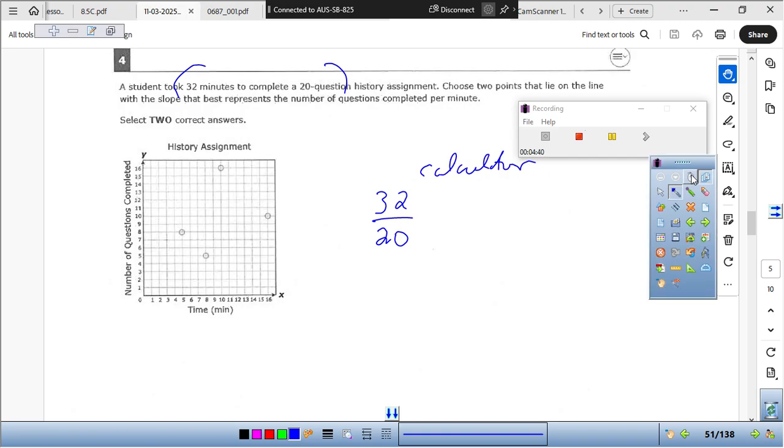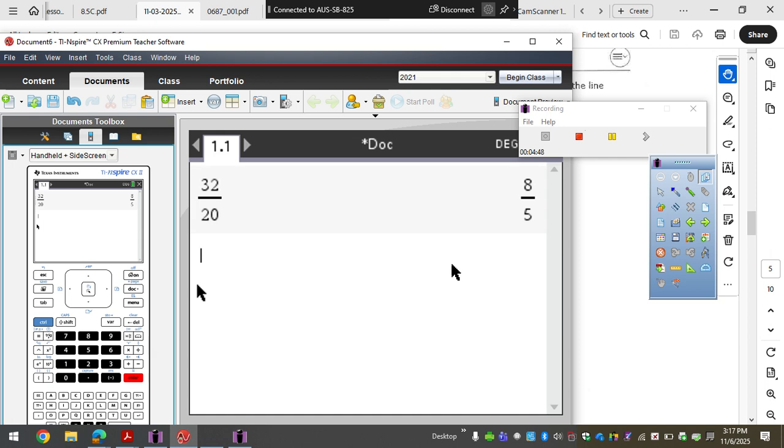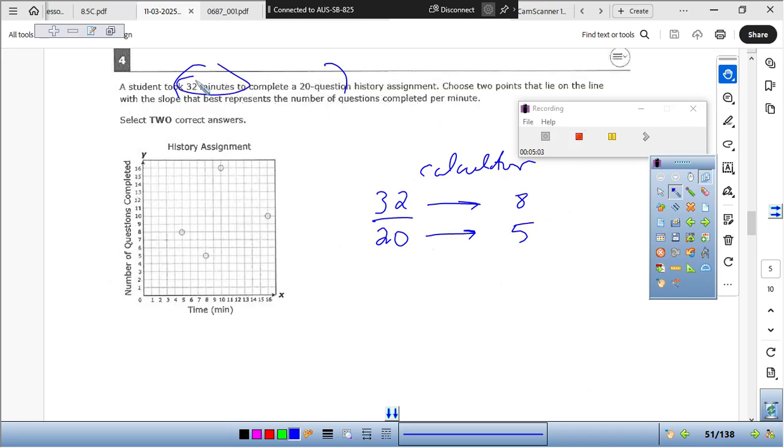Okay, 32 over 20. Hold on. So I'm going to get this calculator and go 32 divided by 20. I don't even care which one is the top number. I just know that 32 becomes 8 and 20 becomes 5. I'm going to come back. 32 is in my minutes, so this is my x values. So I'm going to go with minutes. And this would be my questions, right? So 32 questions. So what I'm looking for is 8 minutes. Go to 8 minutes. Go up right there. And there she is. 5 questions.